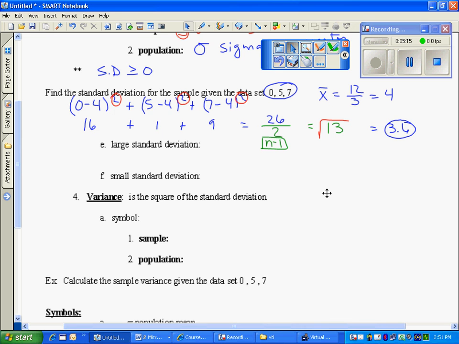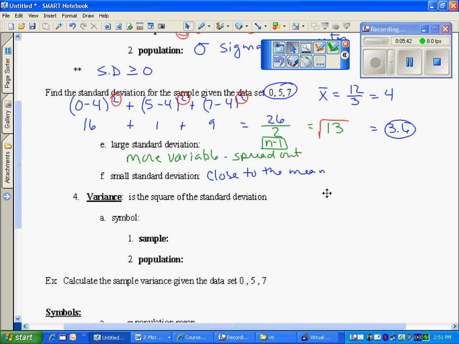A large standard deviation, what does that mean? It means that it's more variable. In other words, it's more spread out. There are greater distances from the mean. A small standard deviation just means that the data values or observations are close to the mean. The average distance is small.